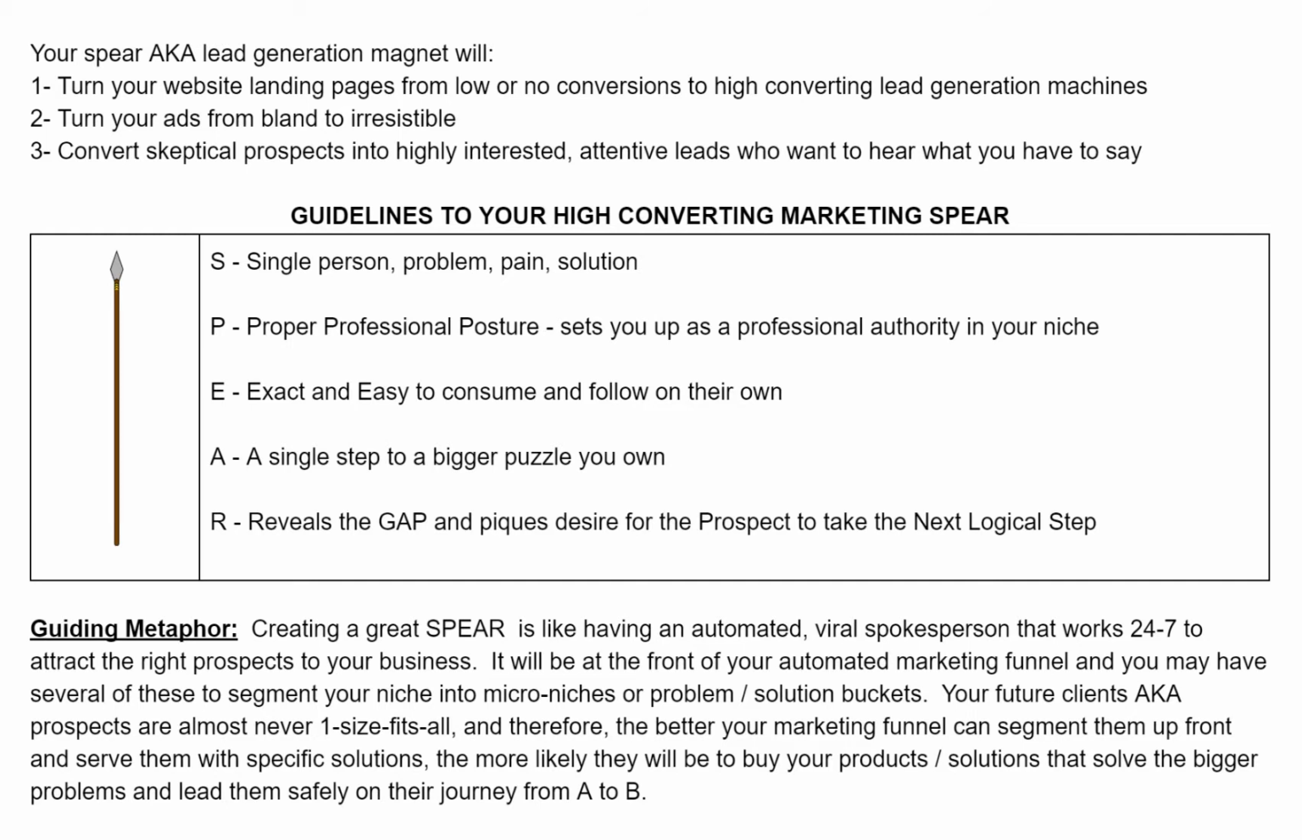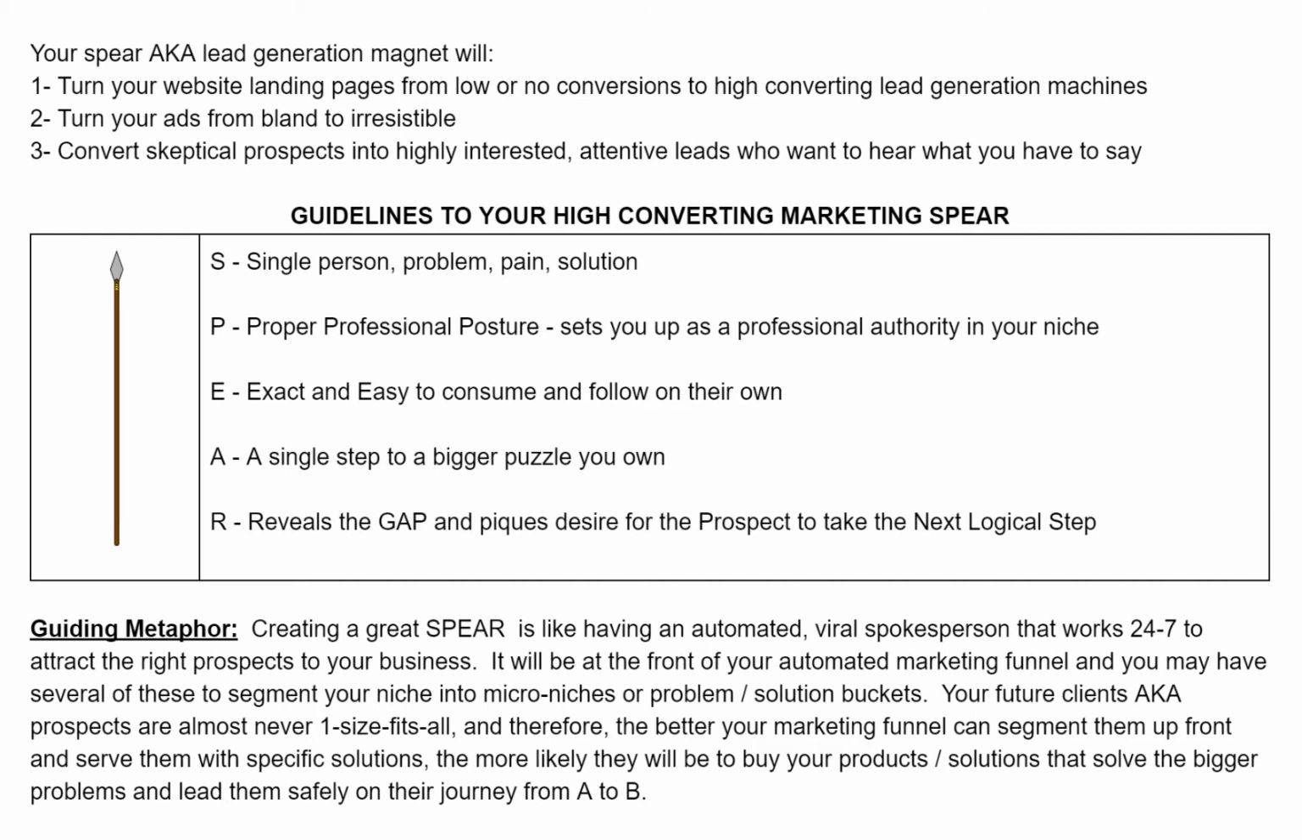The P in SPEAR is for proper professional posture. In other words, it sets you up as a professional authority in your niche. It quickly ramps up your authority and creates that trust. E is for easy: easy to consume and exact, so they can follow it on their own, and if they need more help they can reach you. That's the whole idea, to create a simple, quick solution, and then if they need continued help, that's when they reach out for some kind of conversion event, which is basically either a phone call or a purchase or whatever that next step is.